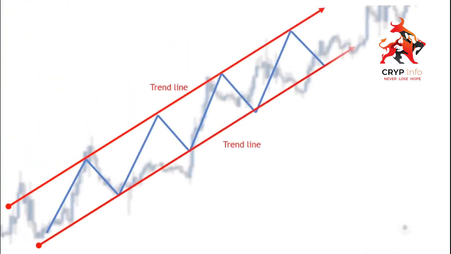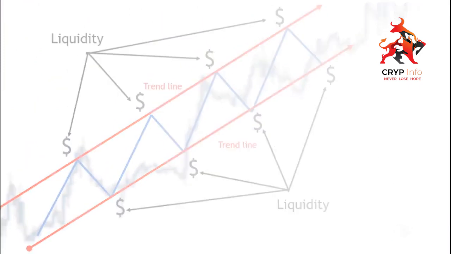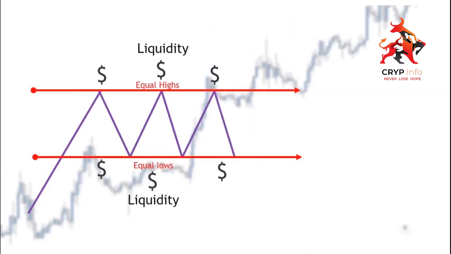And it always accumulates behind the dynamic trend line, or above the equal highs, or below equal lows in the market. And the reason why the market always tends to break through these areas is to gain its liquidity that drives its movement.